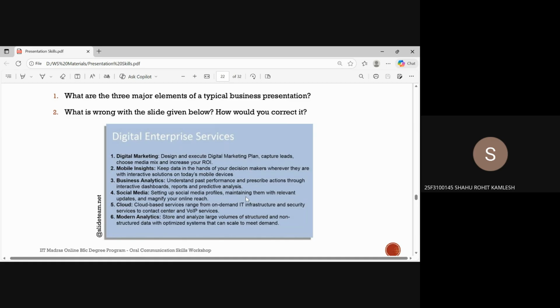Ma'am, the title should be in upper font and bold. The title should be bold. Okay. What was the first thing that you said? The title should be in capital fonts. You want it to be in all caps.